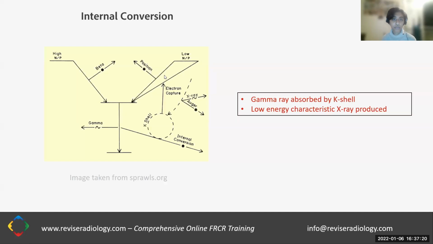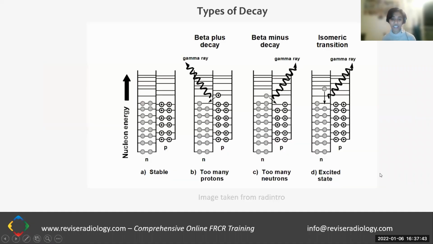And what we have on the left-hand side is an image of all the different types of transitions which are occurring here. If you have too many neutrons, we have the transitions which occur. If you have too few neutrons, or too many protons, you have the transitions which occur and all the different types of products which are created. So you can take a screenshot of this if you think it's helpful, but that's just a little summary of all the different types of decay.